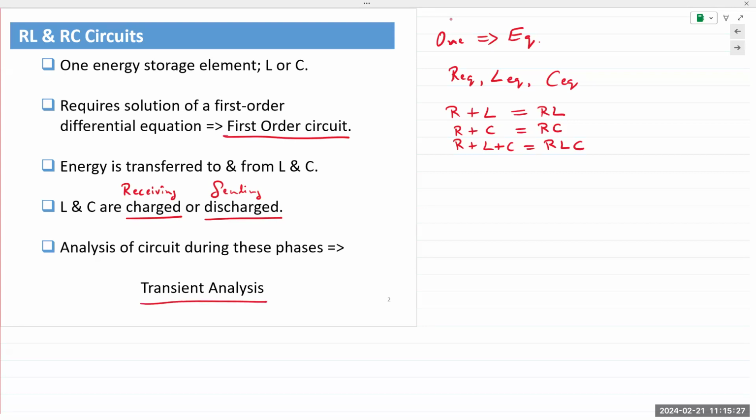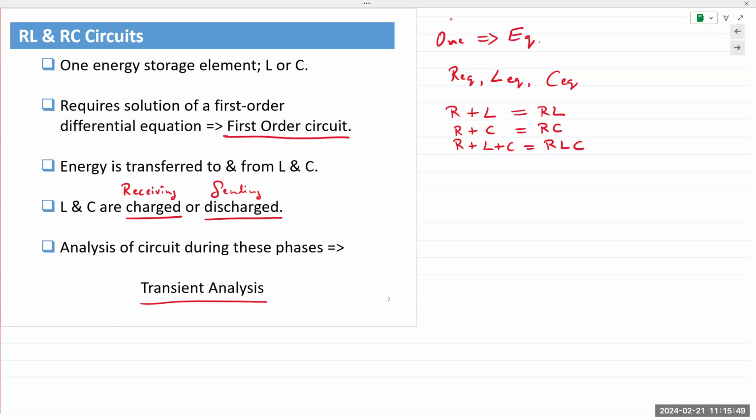Now, whether it's being charged or whether it's being discharged, after a certain point in time, the value is going to reach a fixed constant state. Whether it's zero or whether it's max, it is steady with respect to time. So that phase is known as the steady state phase, and those values are known as the steady state values.